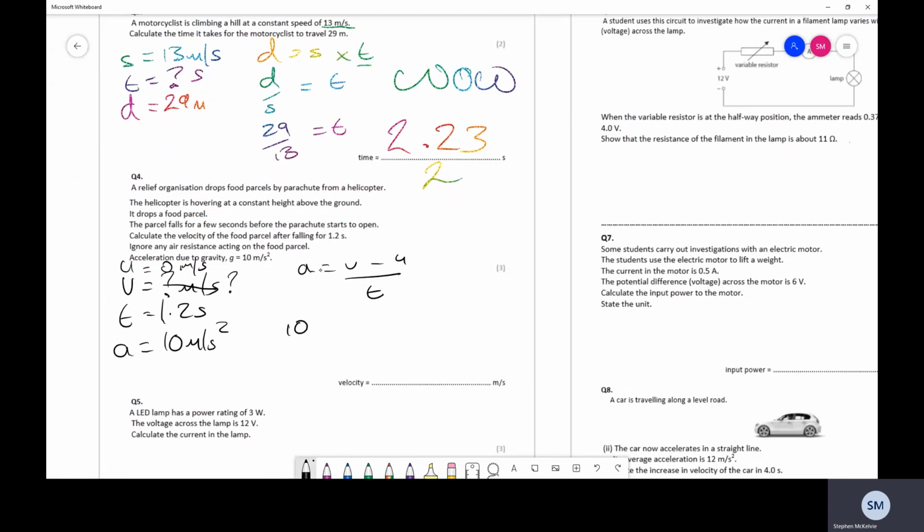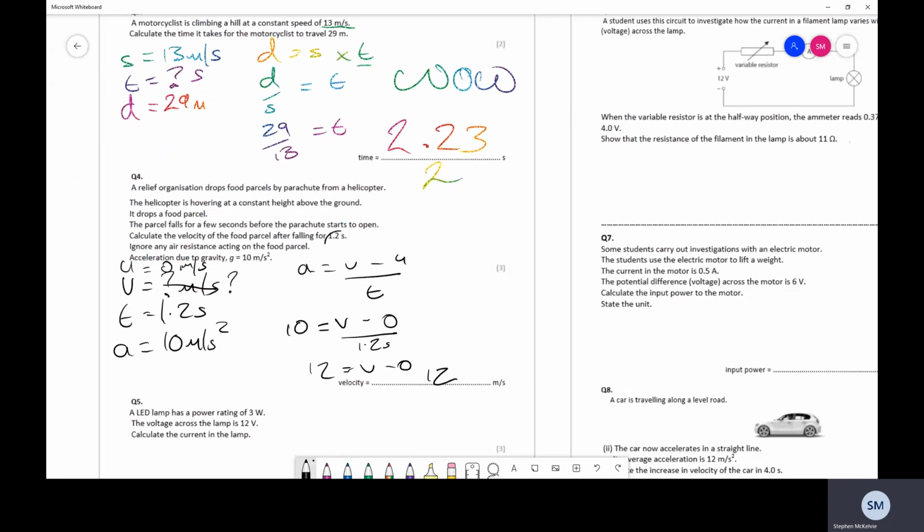A is equal to 10 meters per second squared. V is equal to the end velocity, which we don't know. Take away the start velocity, which is 0, divided by the time taken, which is 1.2 seconds. Now, what I'm going to do is multiply across by 1.2, giving me 10 times 1.2. Of course, it's 12. 12 is equal to V minus 0. And that means that 12 meters per second is the velocity.